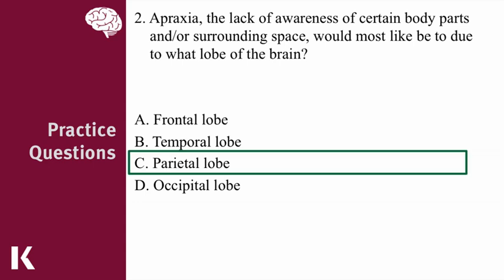And the correct answer is the parietal lobe. If we have a patient who has a difficult time understanding where their body parts are oriented around the surrounding space, we would expect that their spatial recognition has been damaged, which is associated with the parietal lobe.